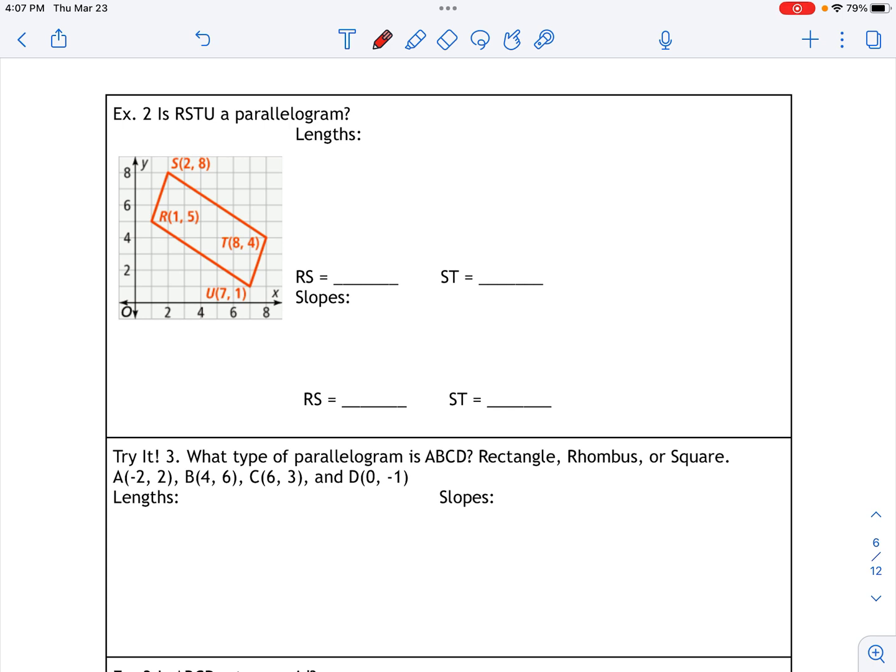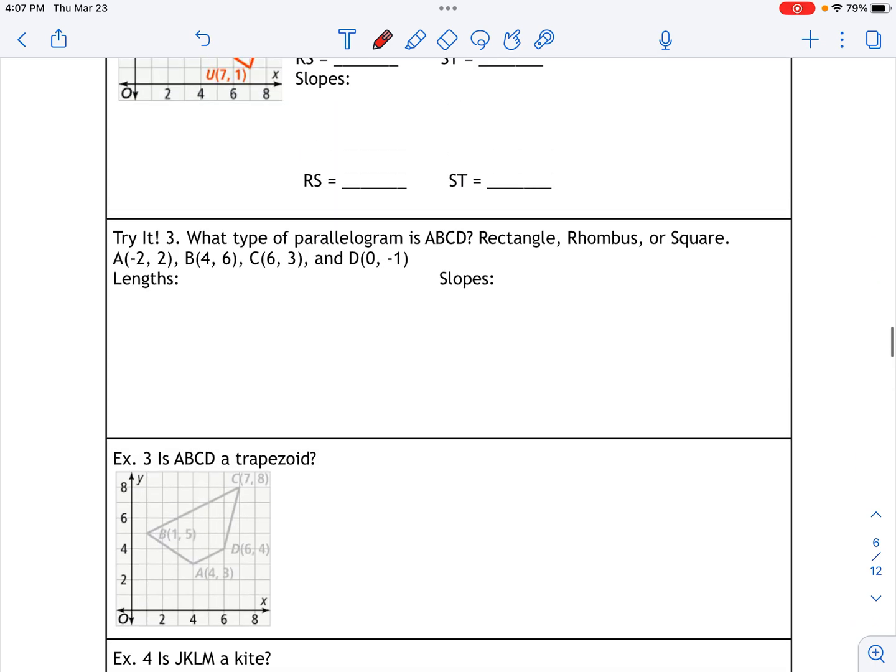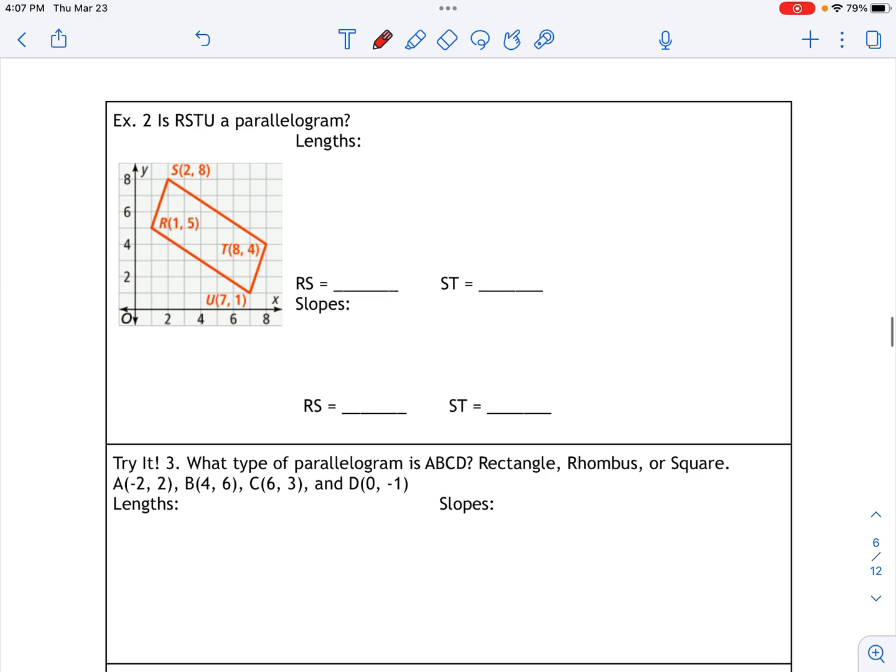So if you remember some of our characteristics of quadrilaterals, we have certain types of parallelograms, rectangle, rhombus, or square, and then we're going to talk about trapezoid and kite. So I'm going to get right into this. First thing it says, we want to know, is RSTU a parallelogram? If it's a parallelogram, we need opposite sides equal.